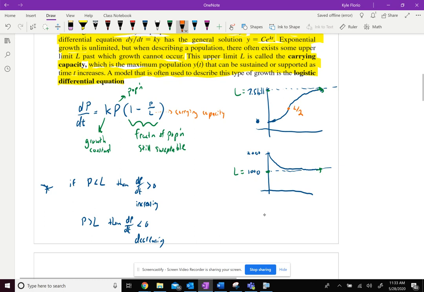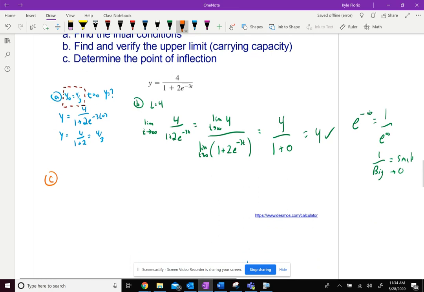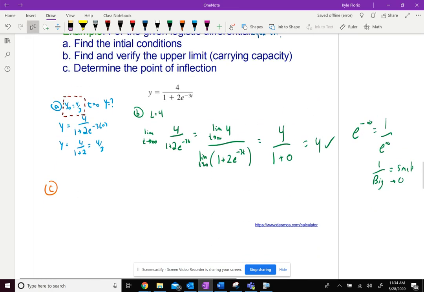So if the population was 1,000, then the inflection point would be at 500. If the carrying capacity is 7.5, it's going to be half of 7.5. It's always going to be halfway. The book goes into detail about finding that, but we don't need to do that. So determine the point of inflection. So L over 2, the carrying capacity is 4, so 2. So the point of inflection occurs at the y value 2.